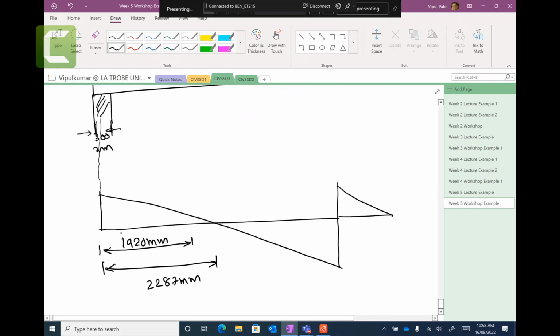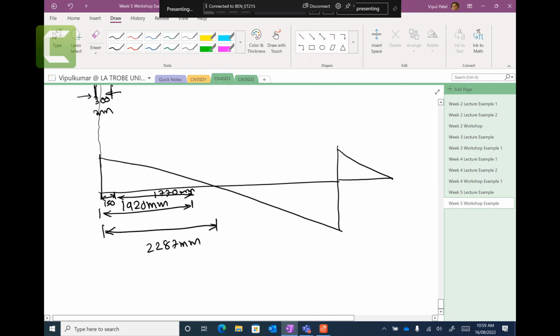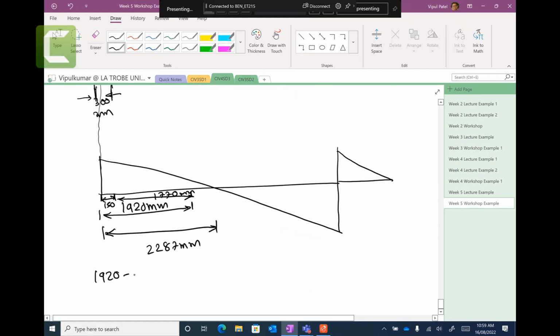Then we need to provide the 150. We need to take away this 150. So from here to here, we will take away 150. So this distance 1920, take away 150, you have 1770 millimeters, and this is 150. So how I get 1770 is 1920 take away 150, I get 1770 millimeters. So you can provide the fitment from here to here.